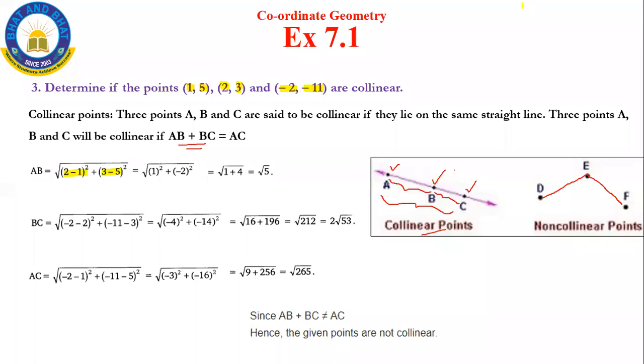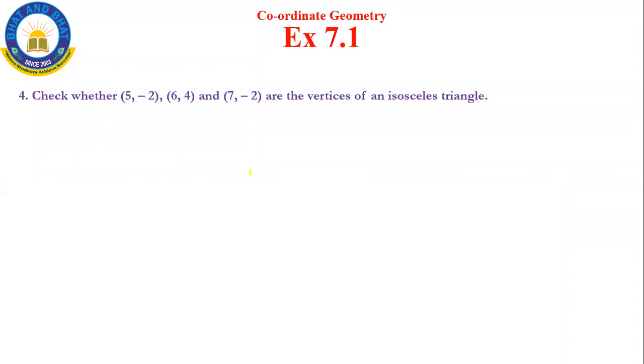All right. Let's move on to the next question. Question number 4. Check whether (5, -2), (6, 4) and (7, -2) are the vertices of an isosceles triangle.